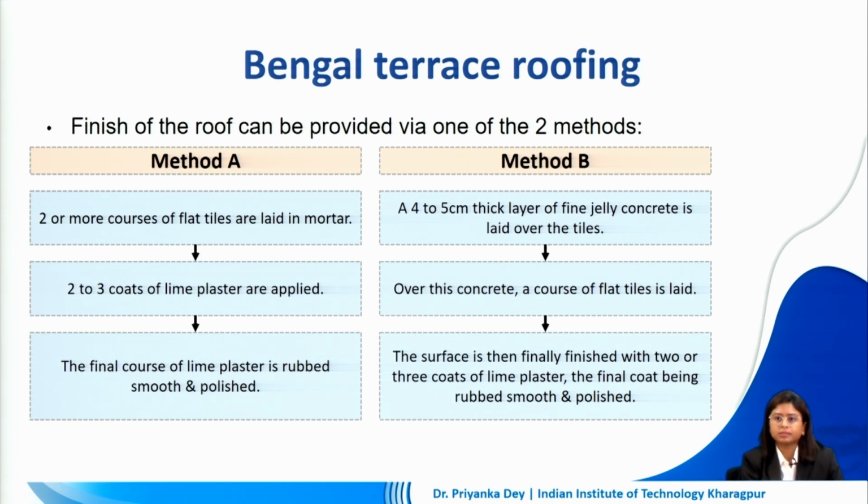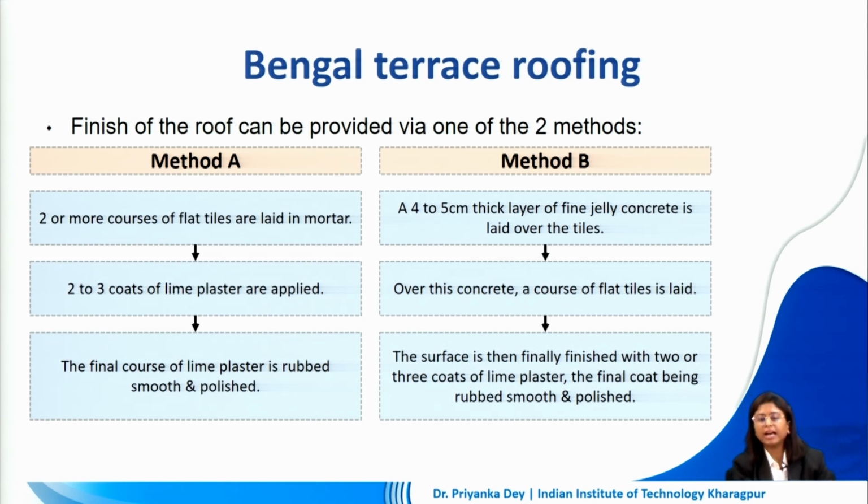On top of this flat tile, we have to provide some amount of finish. Now, this finishing can be done in 2 ways. Method A is 2 or more courses of flat tiles laid in mortar. This is topped up with 2 to 3 coats of lime plaster, and the final course of lime plaster is rubbed smooth and polished. So, that is one method in which we can use multiple layers of flat tiles on top of the battens, have 2 to 3 coats of lime plaster, finishing it off with another layer of lime plaster which is polished.